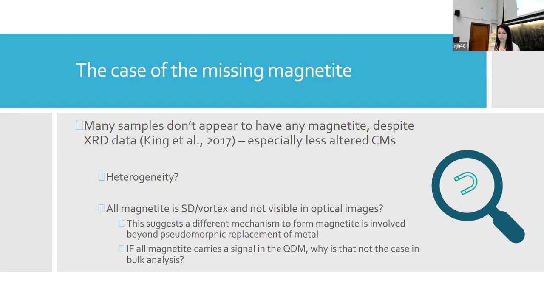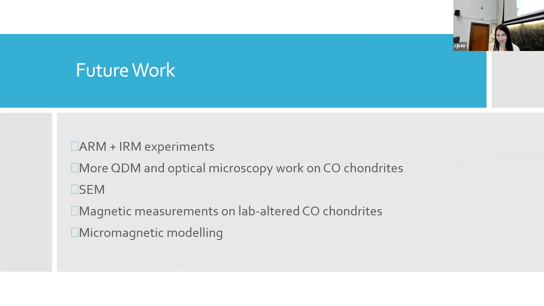Secondly, if this is the case, and actually all magnetite carries a signal in the helium, why don't we see this in bulk analysis? Here are my questions, and I don't really have answers. But yes, in terms of future work, there are a number of things I want to do.